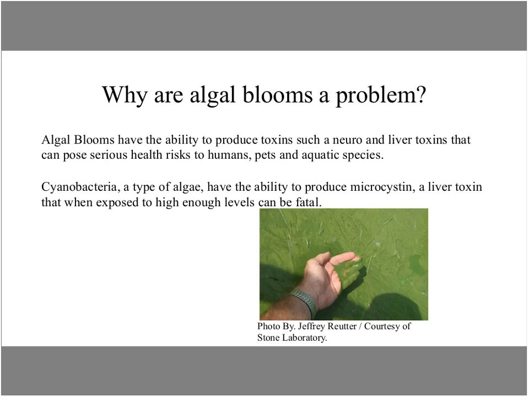So why are these blooms a problem? These blooms have the ability to produce toxins such as neurotoxins and liver toxins. These can be serious to humans, pets, and aquatic life. Cyanobacteria, a type of algae, have the ability to produce microcystin, which is a type of toxin. It's a liver toxin that can be fatal when exposed to in high enough levels.